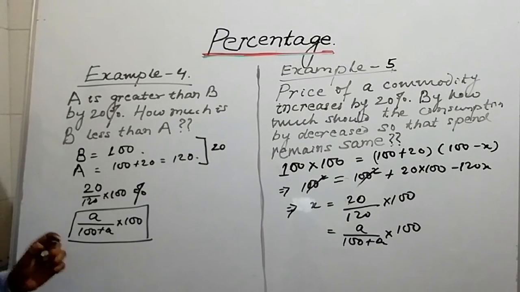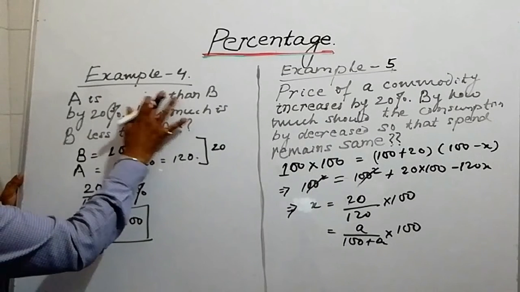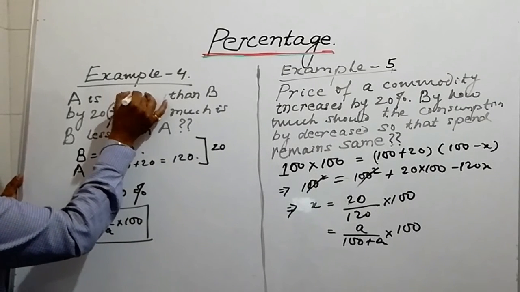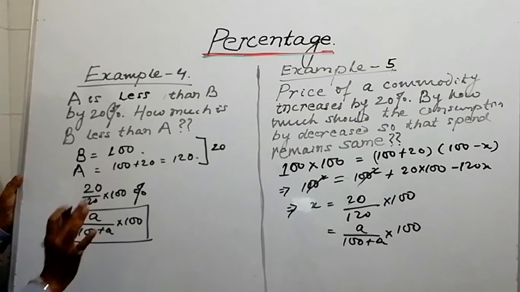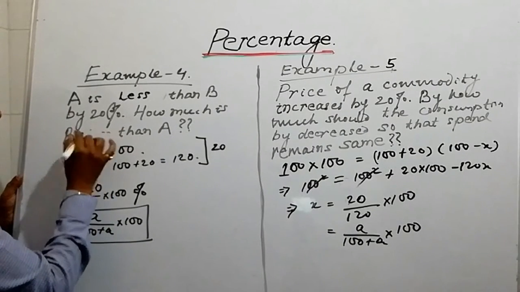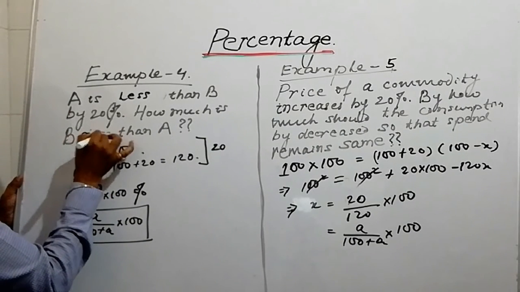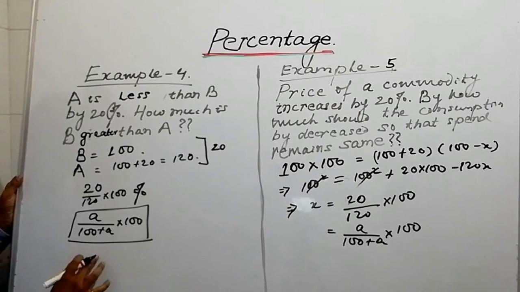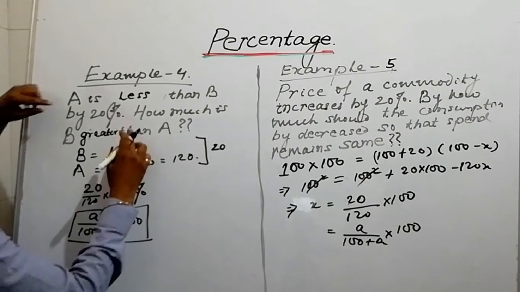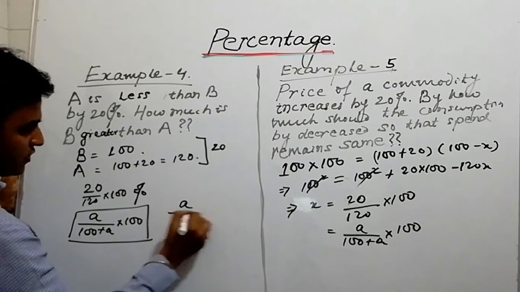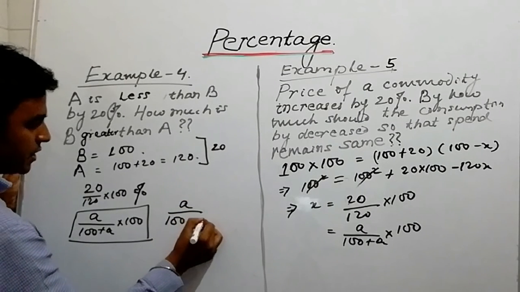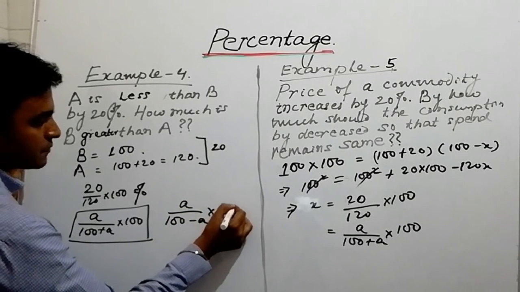Suppose the question changes now and it says that A is less than B by 20%. By how much is B less than? इस केस में क्या हो जाएगा? It is greater. So your question will change now because now it is less than 20%. So आपका generic formula हो जाएगा A divided by 100 minus A into 100.